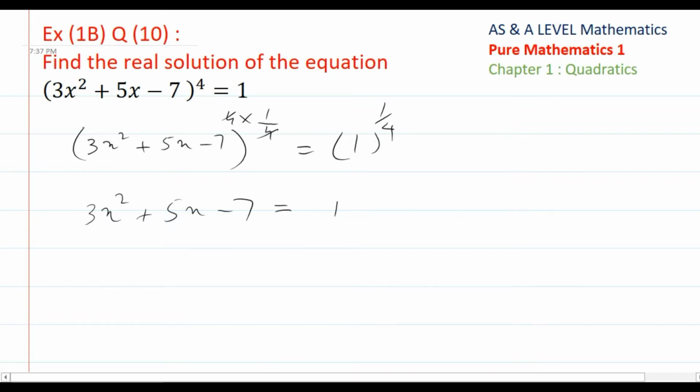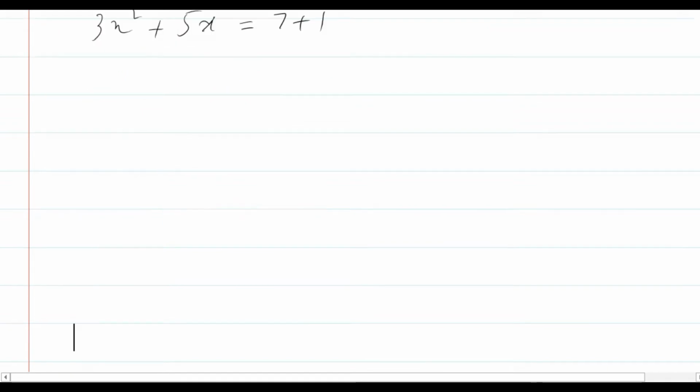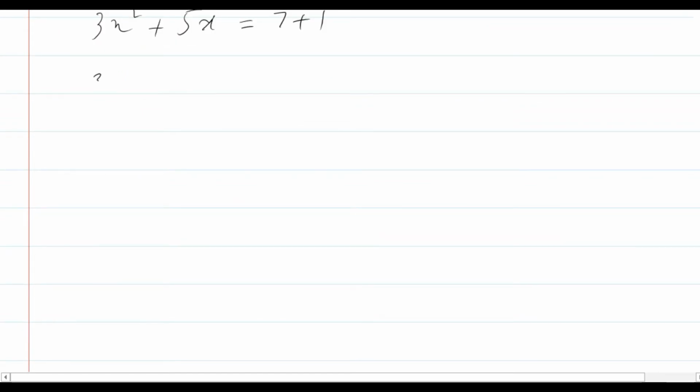Now you can rearrange it. 3x square plus 5x equal to 7 plus 1, and 3x square plus 5x is equal to 8. Now divide it by 3. We'll get x square plus 5 over 3 x is equal to 8 over 3.